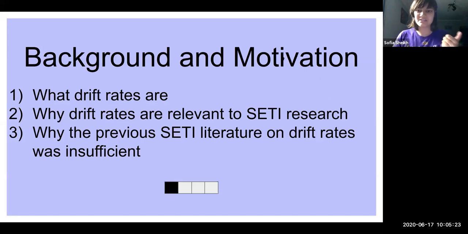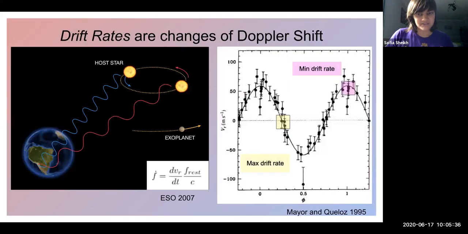So, what are drift rates? Why are they relevant to what we do in SETI? And what prompted the need for me to do a project on this? Why was the previous SETI literature not sufficient? So drift rates are changes of Doppler shift.